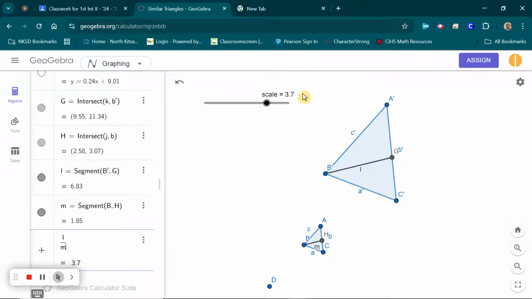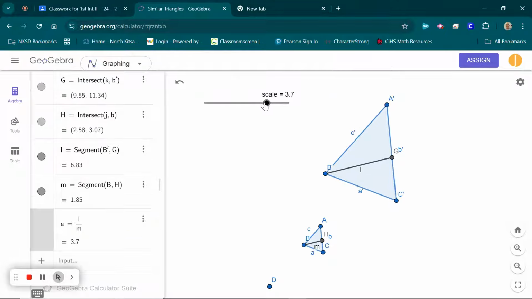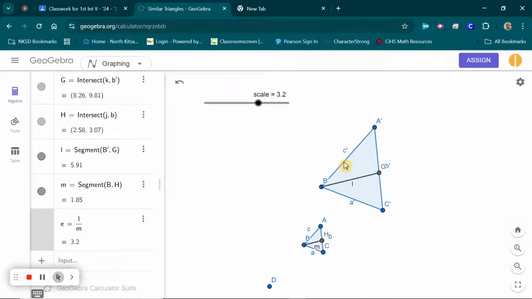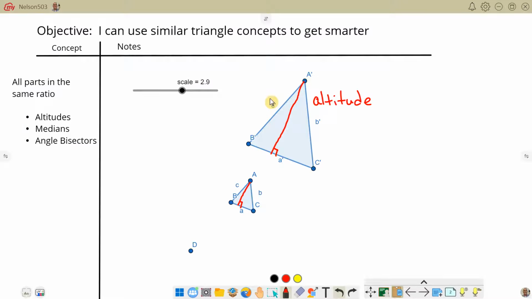3.7. Now notice that 3.7 scale factor, right? So let's move the scale factor and see, does the angle bisector here divided by the angle bisector in the original triangle always equal the scale factor? It does. So pay attention to that today. In your notes, you're going to be given a couple altitudes. They'll tell you the triangles are similar, and you're going to have to set up a scale factor and solve that proportion, right?